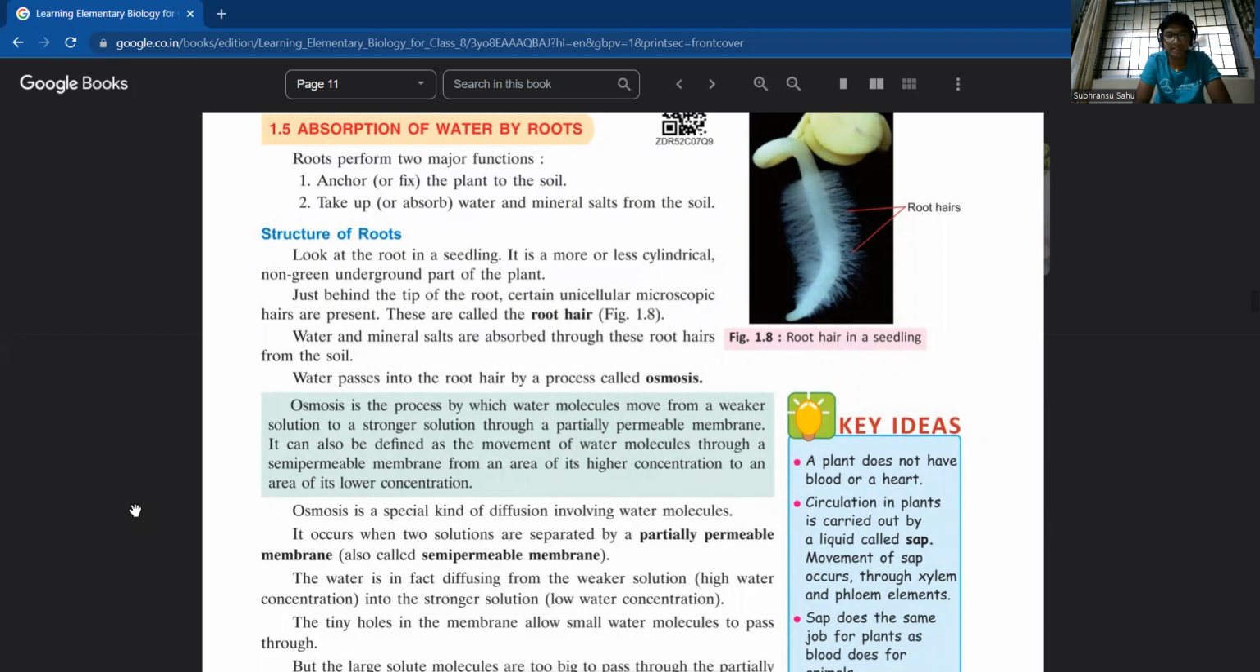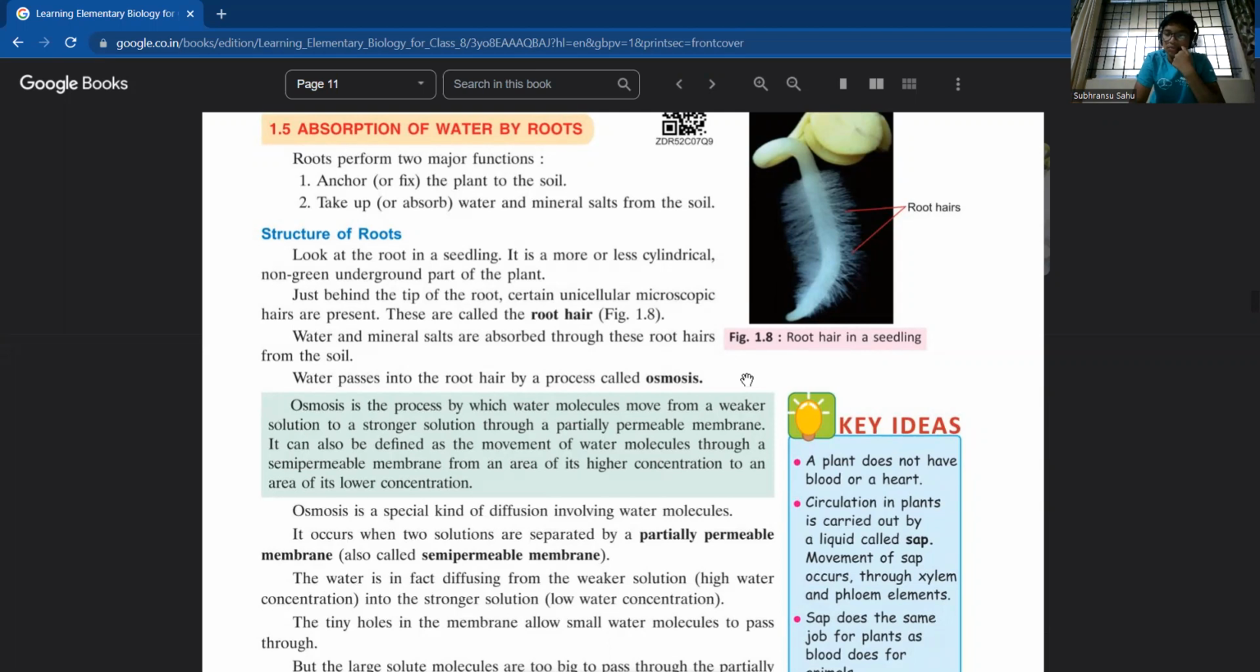Look at the root in a seedling. It is a more or less cylindrical, non-green underground part of the plant. Just behind the tip of the root, certain unicellular microscopic hairs are present. These are called the root hairs. As you can see in this picture, these white, very thin strip lines are the root hairs. Water and mineral salts are absorbed through these root hairs from the soil.